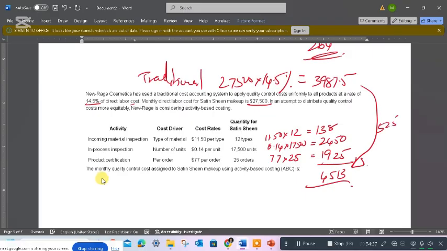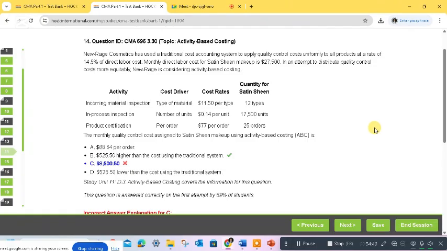Compare and tell me how much extra here. 525.5 extra. Yeah. Option B. 525.5 higher than the cost using the traditional system.